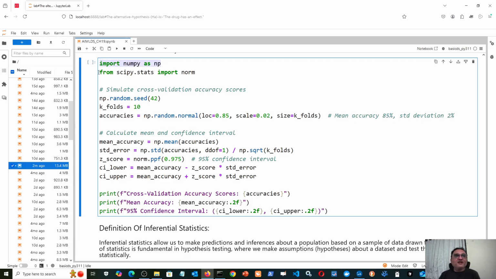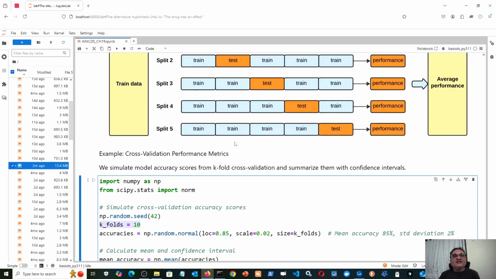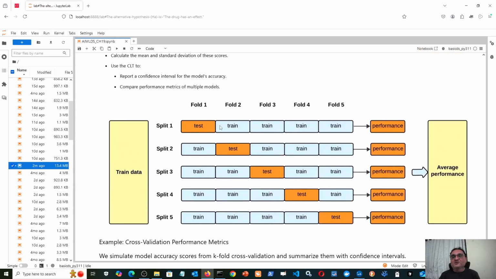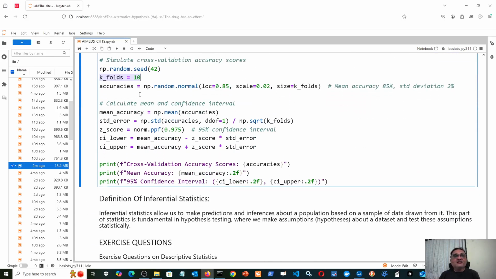Again, NumPy is imported, and from scipy.stats we import norm. As soon as norm is seen, you should understand that the z-score will be used here also. For k folds, you are deciding that you will use 10 folds. In the diagram there are 5 folds, but instead there will be 1 orange and 9 blue all over the diagram. So that means you are using 10-fold cross validation, and you are simulating some accuracies which you got. So again, this is the data.